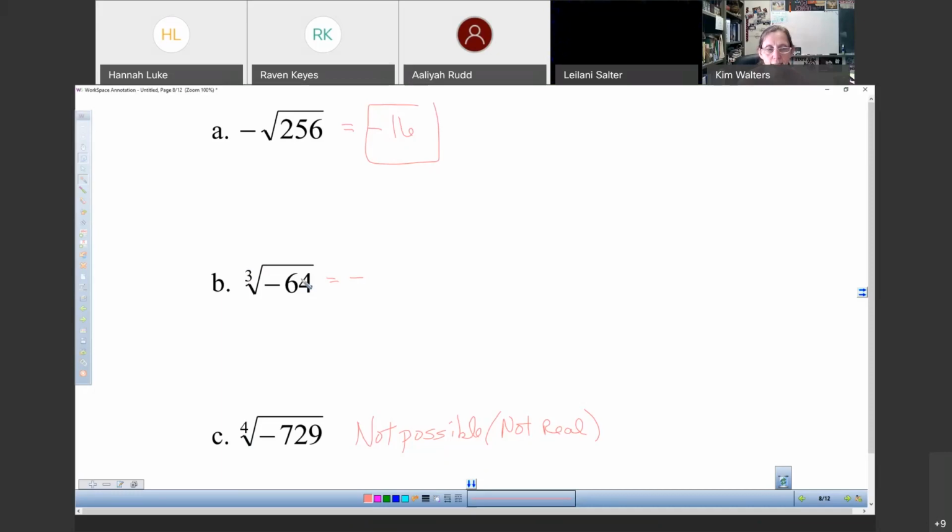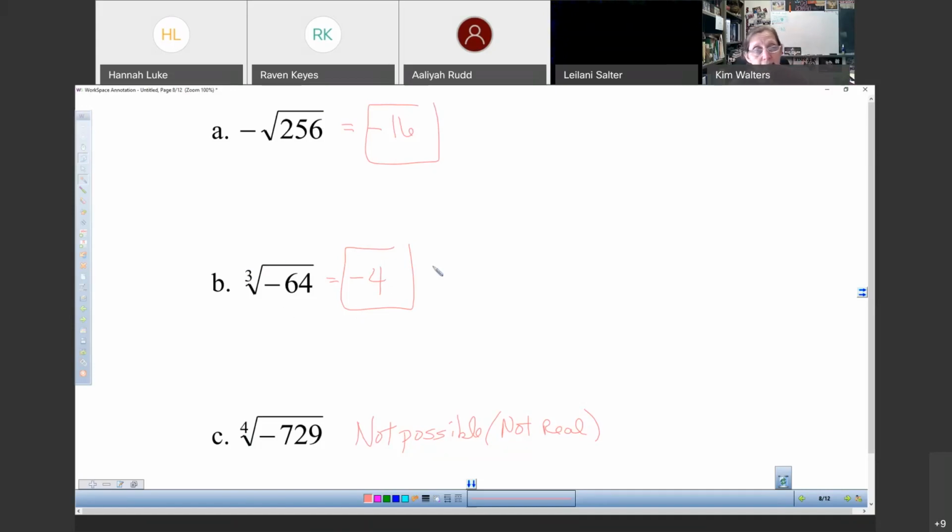I get a 4th right answer. Yes. The cubed root of 64 is 4, because 4 to the 3rd power is 64. And since it's a cubed root of a negative number, I get a negative answer.